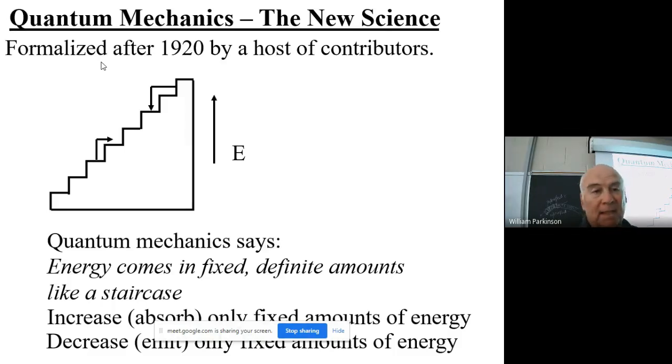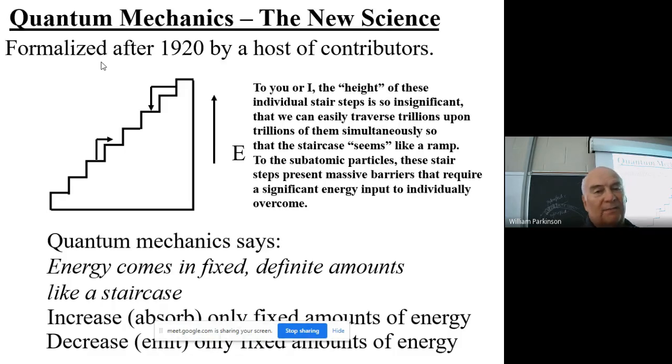Ha ha. Okay, now there are several words here, and I said some of these words to you already, so I'm not going to belabor them again. For you and I, the height of these stairs is minuscule. To an electron or an atom, the height of these stairs is massive. So it's a measurable amount of energy to put into an electron or an atom. It's an immeasurable amount of energy to put into you or I.